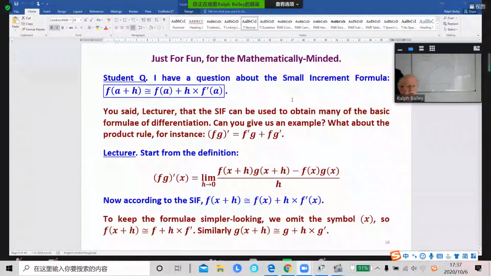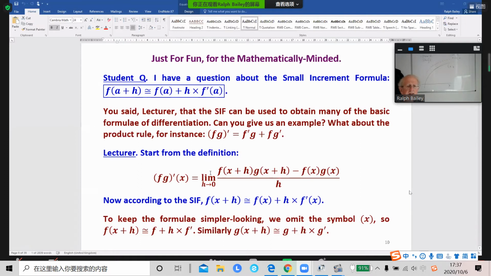Right, so student Q is always keen for knowledge. I said that the SIF can be used to get many basic differentiation formulas, so student Q set me this as a challenge. The derivative of fg is f prime g plus f g prime. Why is that? Well, like a lot of answers, it starts from a definition. How is the derivative of fg defined?